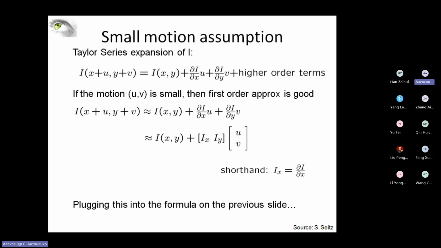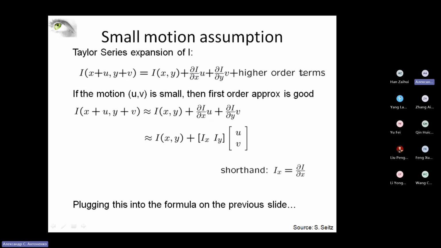Okay, but how can we estimate our shift? To estimate our shift, we can use the Taylor series expansion of this intensity. The shifted intensity is some intensity of the original, plus the derivative in one direction multiplied by the shift in that direction, and the derivative in the other direction multiplied by the shift in the other direction, plus some higher order terms.